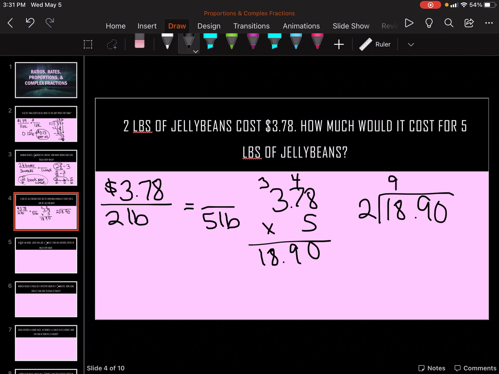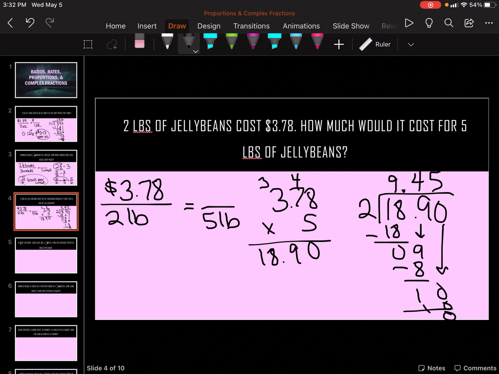2 goes in 18 9 times. Bring down the 9. 2 goes into 9 4 times, with 1 left over, bring the 0 down, goes in 5 times, just 0. So it is $9.45 for 5 pounds of jelly beans.